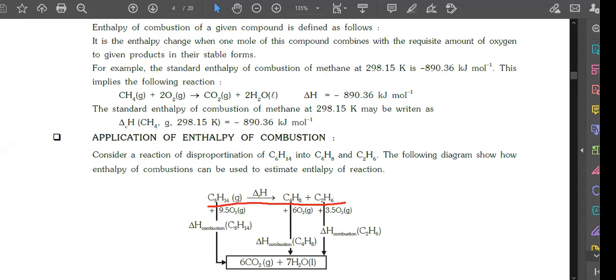So what can you say about this? Can I say that delta H of a reaction is equal to the summation of heat of formation of products, or in this case, the heat of combustion of these products minus the summation of heat of combustion of reactants? Can I say that the net heat of reaction is equal to the heat of combustion of product minus the summation of heat of combustion of reactant? Yes or no? Got it, everyone?